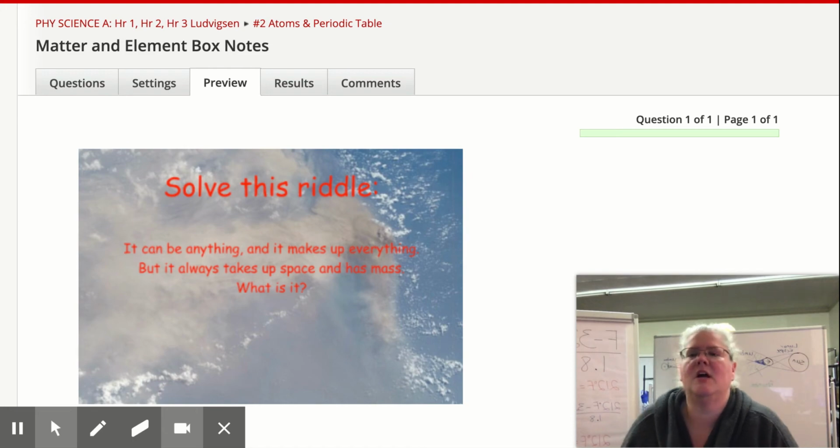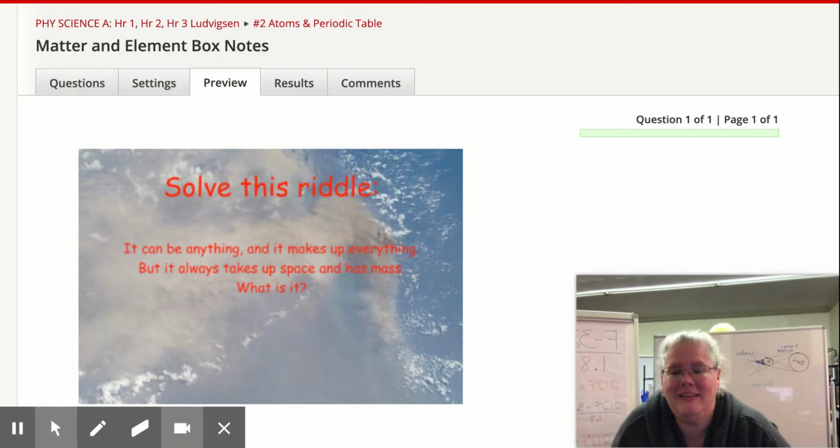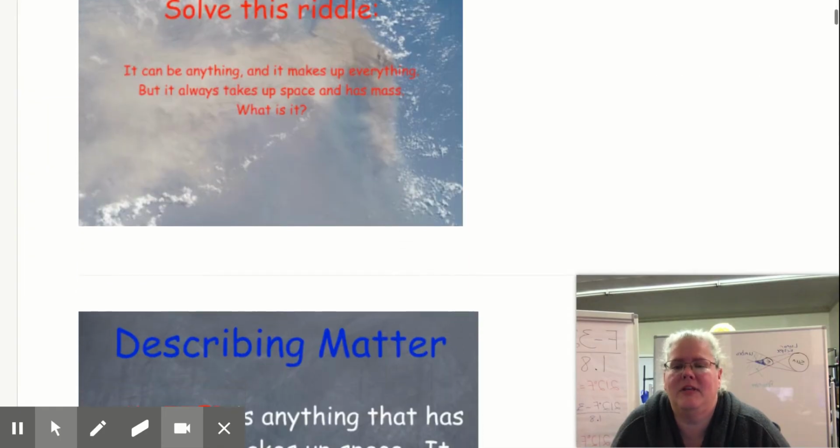Good morning. We're going to talk about matter and how we read an element box from the periodic table. So here's the bad science joke. It can be anything and it makes up everything, but it always has space and it has mass. What is it? Well, if you look by the start of this set of notes, you'll probably figure out that it's matter. Matter makes up everything and has mass.